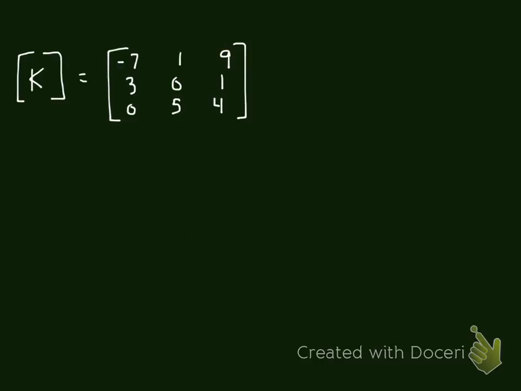Last practice problem. Let's find the determinant of K. Remember, the first thing I have to do is reproduce columns 1 and 2 off to the side. So I have negative 7, 3, 0, and 1, 0, 5. Now we need to do our downs and our ups.